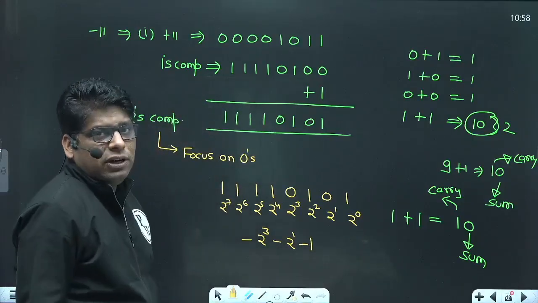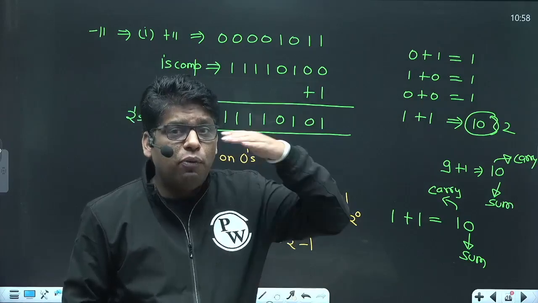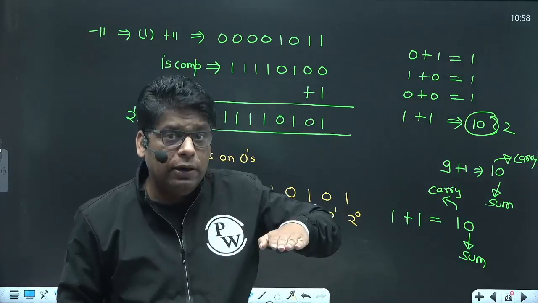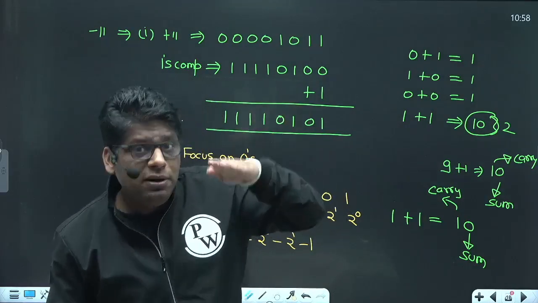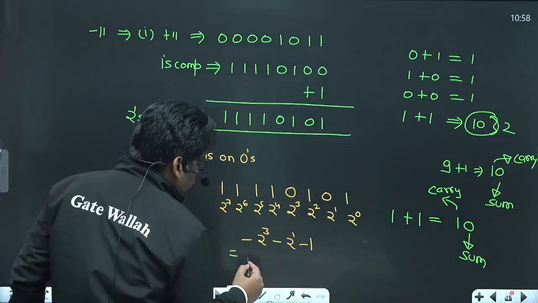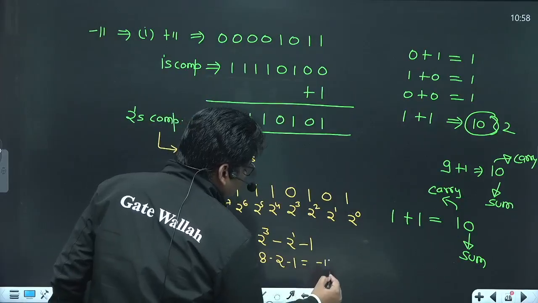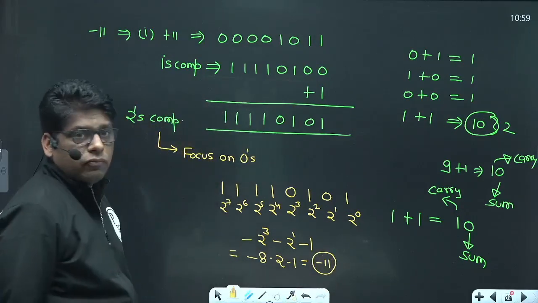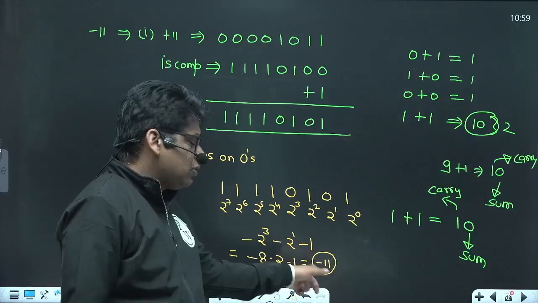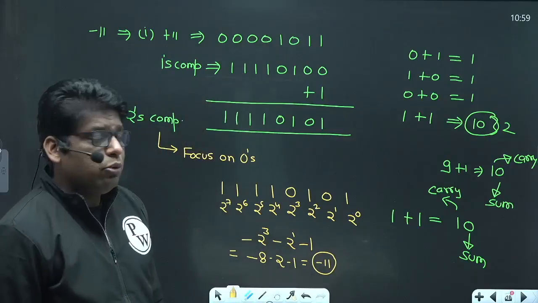Why this minus 1? See, the process is reversed. How do we get 2's complementation? 1's complementation plus 1. Is that okay? So try to understand. First, let me find the value. Isn't it minus 8 minus 2 minus 1, minus 11? Yes, sir. Now try to understand.